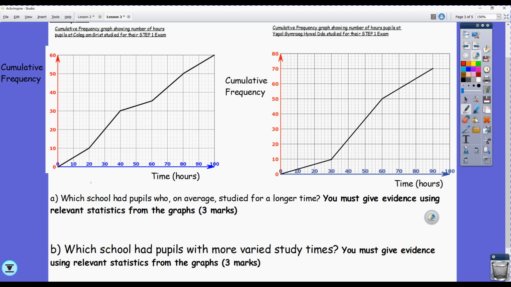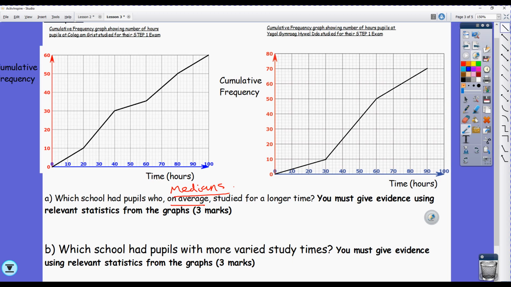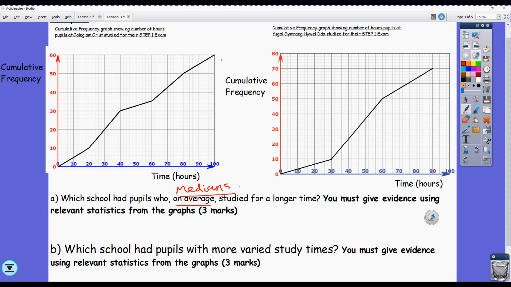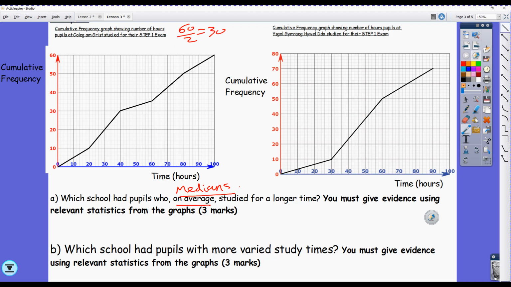So for part A, we want which school had pupils who, on average, studied for a longer time, and you must give evidence using relevant statistics from the graphs. So 3 marks, obviously workings again are important here, and how you draw on the graphs. So we can see there's that word on average. So that means we want to look at the medians. We want to compare the medians of the two distributions. So for the first one, we know that 60 pupils were surveyed. So 60 over 2. So just to be concrete, let's write that down. So the position of the median is going to be 60 over 2, which is 30. So the 30th value is going to be the median.